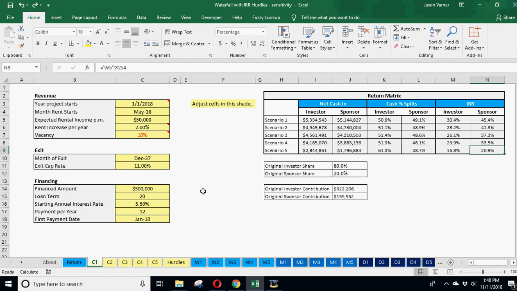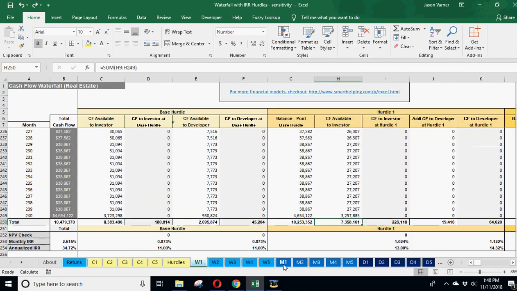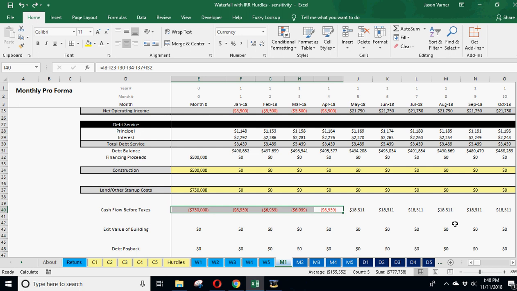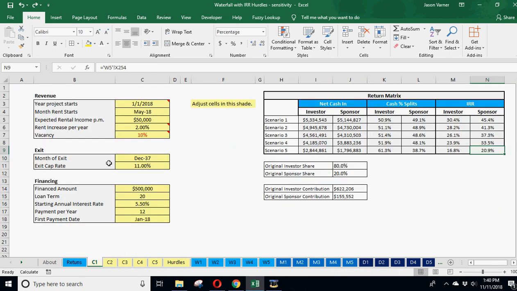It's basic enough so all you really need is to fill in your pro forma to figure out what your cash flows probably look like. Adjust your assumptions in these scenarios. You can either hold everything else equal and just adjust one assumption, or adjust multiple ones and see what all of your scenarios look like for the investor and sponsor. All right, that's all I got for you.